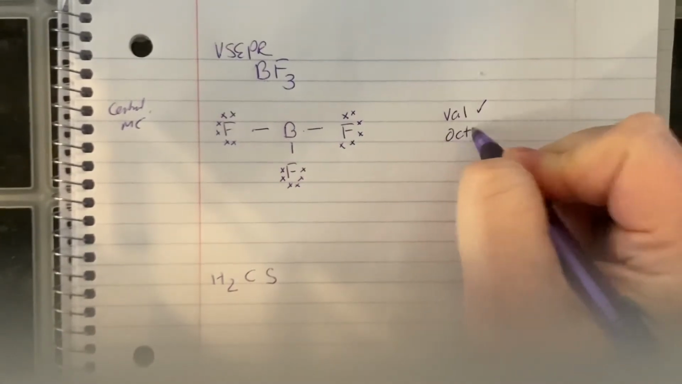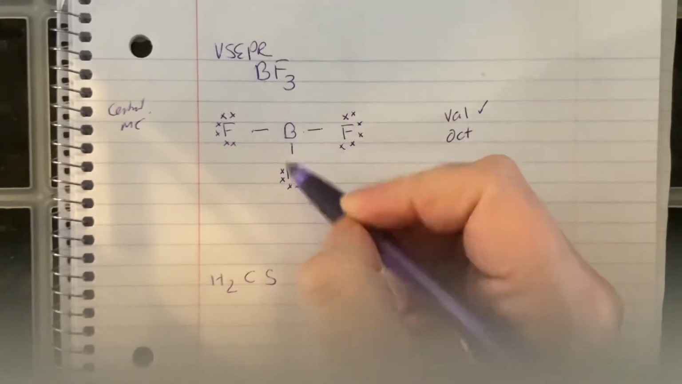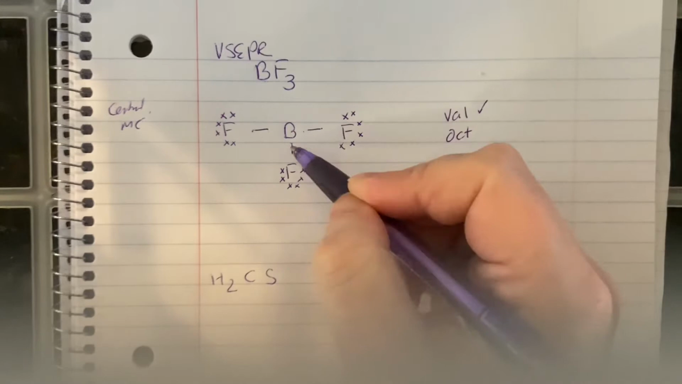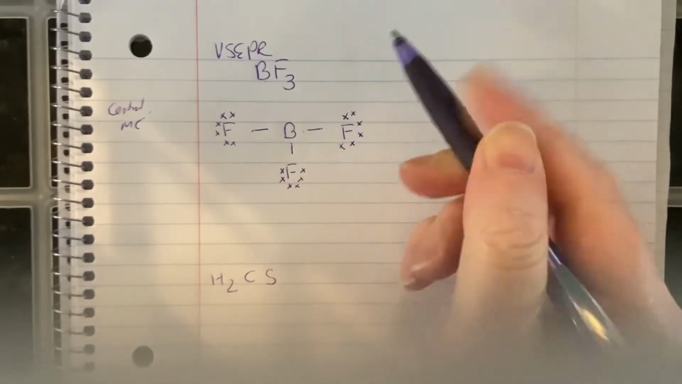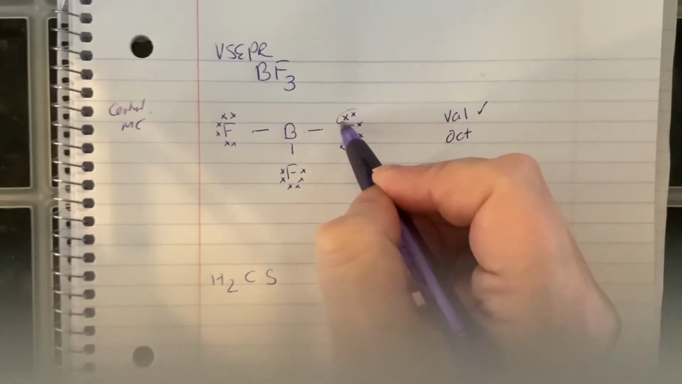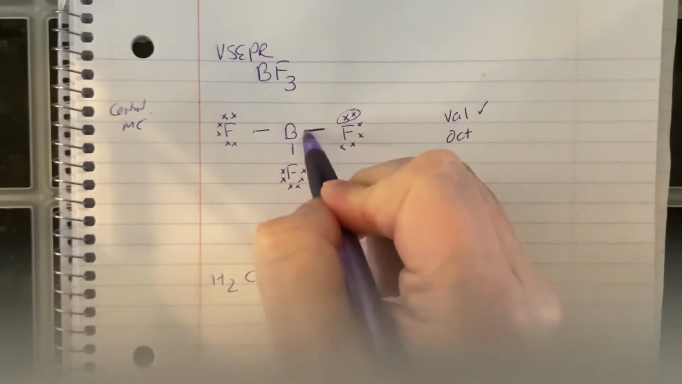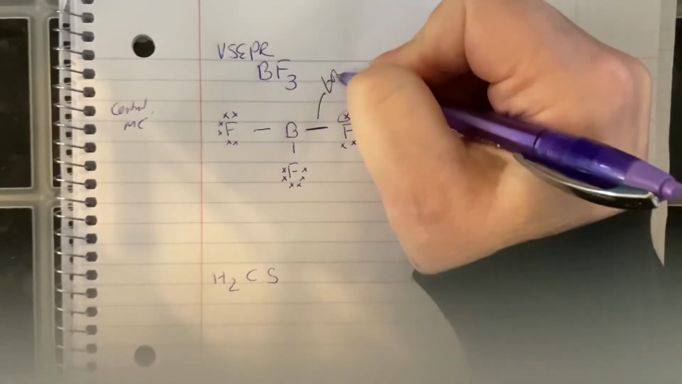Now I need to check my octets. 2, 4, 6, 8 for each fluorine. Notice I just count them up in pairs because the unbonded pairs are going to want to stay together, and of course the bonded pairs are going to want to stay together. These ones are bonded pairs because they are sharing. And these are unbonded pairs.